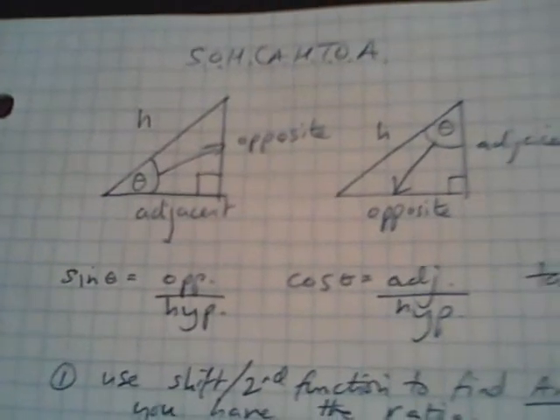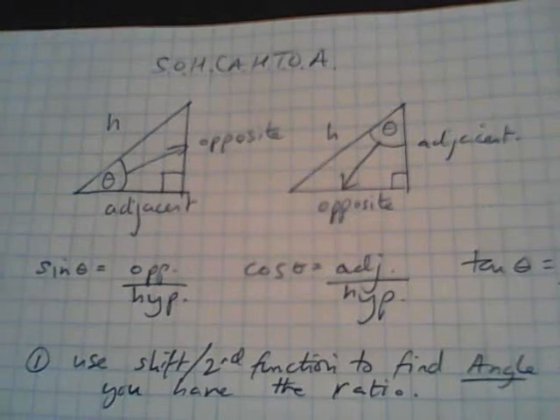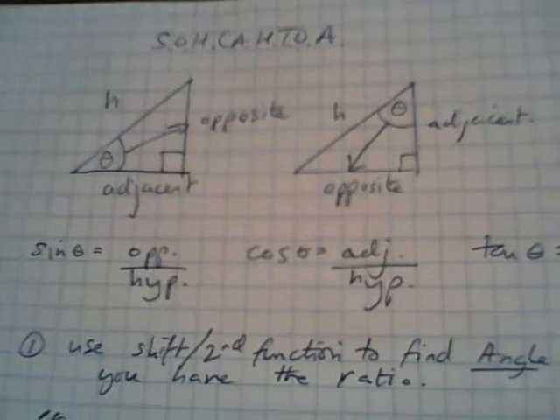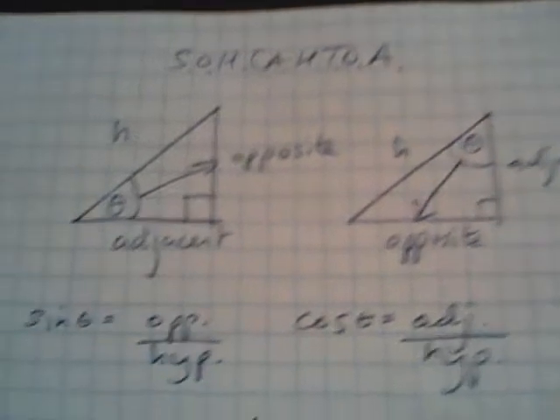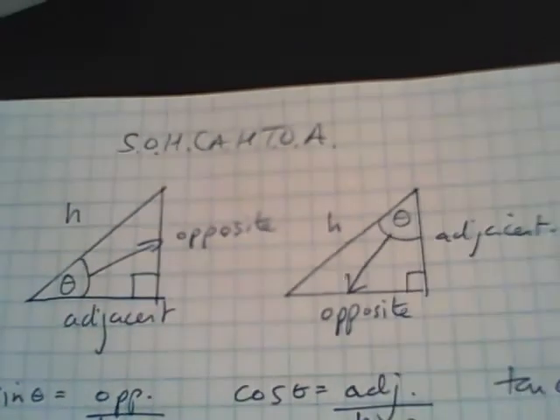Okay, we're looking at Sohcahtoa. This is how to find angles and sides in right angle triangles. Now, the first thing is to really make sure you've got your sides labeled correctly.